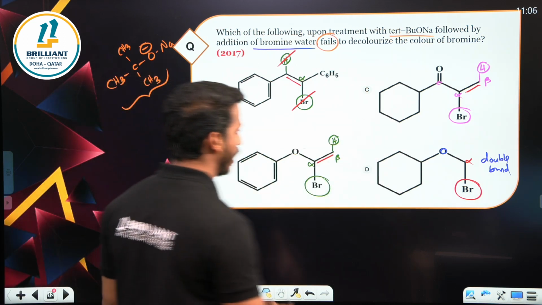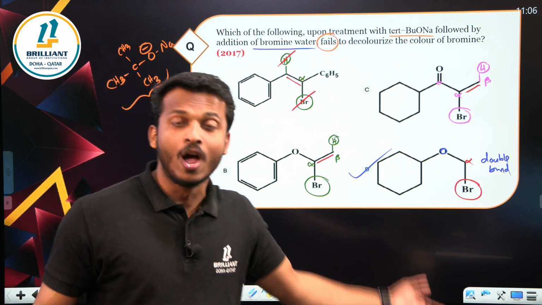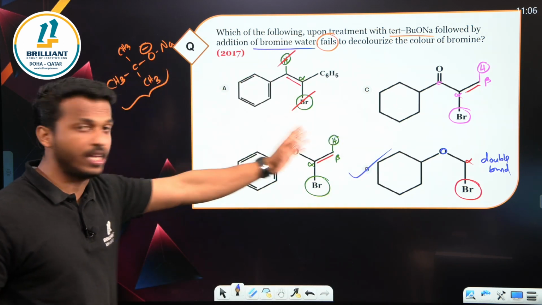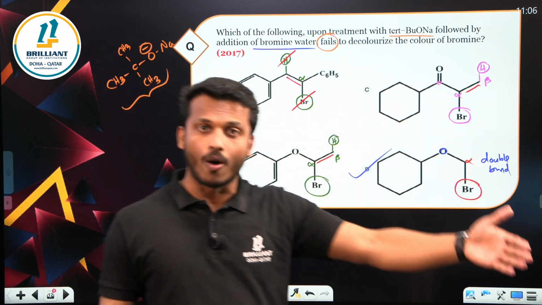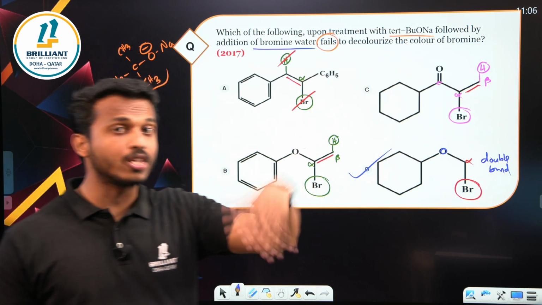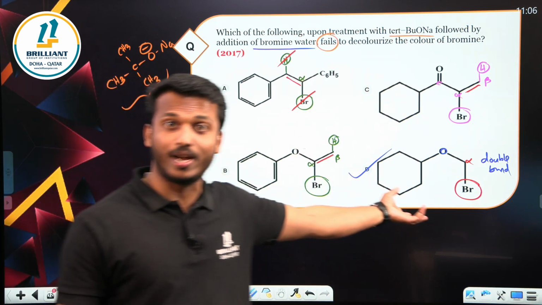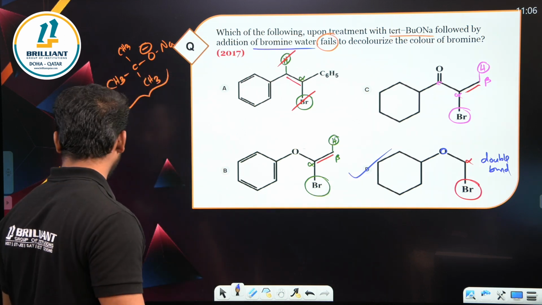That is option D, because there is no double bond formation, right? In options A, B, C double bonds are forming, so they react with the bromine water and it becomes decolorized. Where it fails to react with bromine water is only option D, because there is no dehydrohalogenation, right? Option D is the answer.